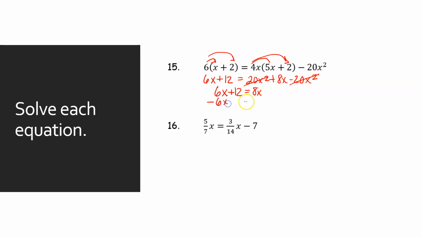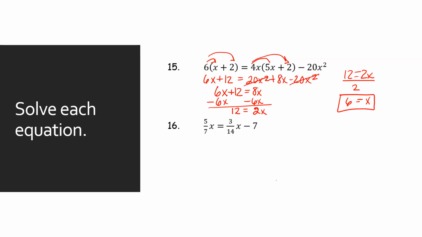Let's get the x's on the same side by subtracting 6x. So I have 12 equals 2x. I'm going to rewrite over here. And when I divide by 2, I have x equals 6. Okie dokie.